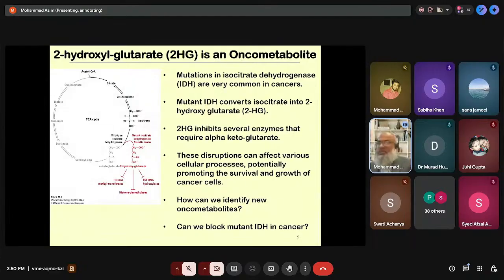A Japanese scientist received a Nobel Prize a few years ago on this discovery of autophagy being promoted under conditions of nutrient starvation. This is something we already know.